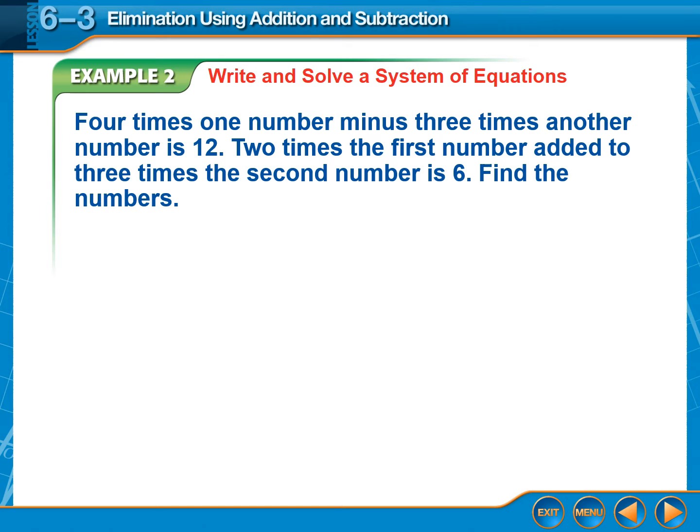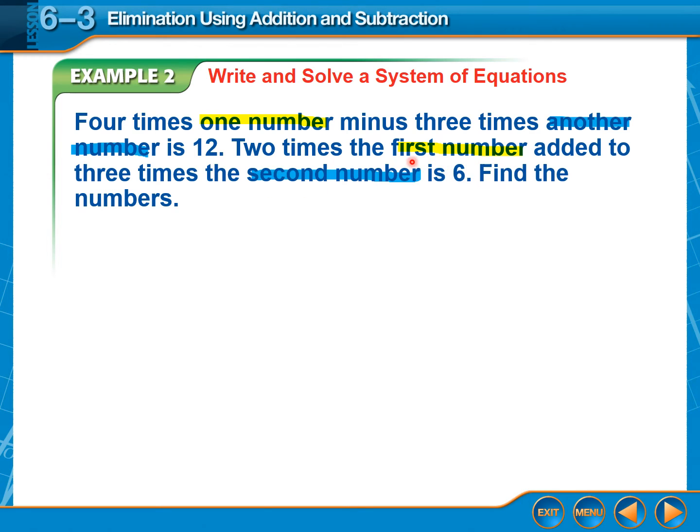So we know we're dealing with two numbers, right? One number and another number. And then in the second part of the equation, again, 2 times the first number, so number 1, and the second number. So we're dealing with the same numbers in two different situations. In the first one, we're doing 4 times the first number minus 3 times the second, and that gives us 12. In the second, 2 times the first number is added to 3 times the second number, and that gives us 6.